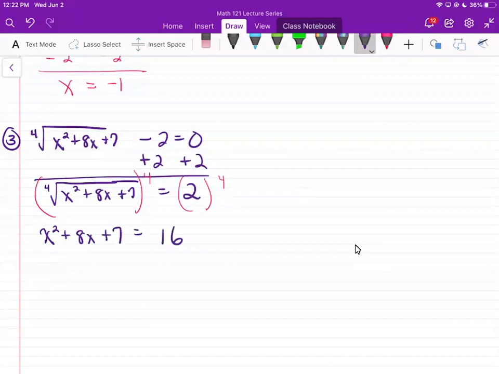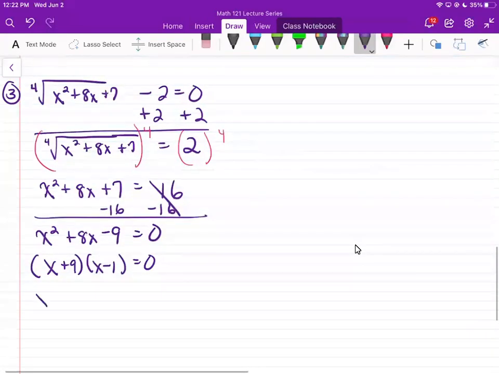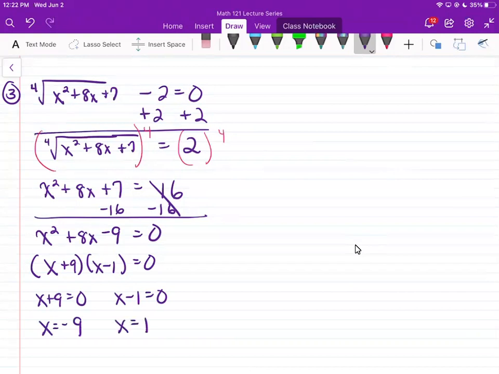I now have a quadratic. I have 3 methods for solving quadratics. Again, they are factoring, taking the square root, or using the quadratic formula. I'm going to factor, so I need to get this equal to 0, which results in x squared plus 8x minus 9 equals 0. Using our AC method, this factors into x plus 9, x minus 1. And our zero product property tells us then that 1 or both of these must equal 0. So x is either -9 or x is 1, but I have to check those two solutions.